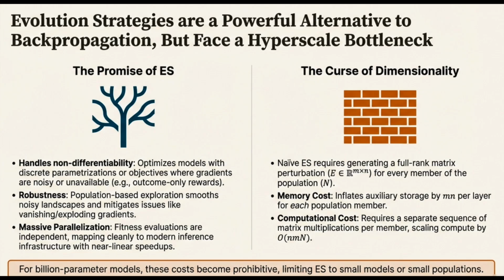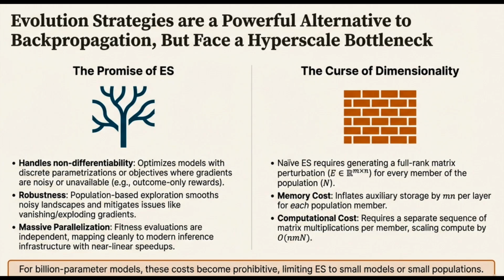The reason is the sheer requirement of generating and evaluating those full-rank parameter perturbations. You need a massive matrix, E, the size of the entire model, for every single member of your population. And you have to store and compute with thousands of them at once. You're just drowning in auxiliary storage and redundant computation, which severely limits your population size n. And if n is too small, your search just becomes inefficient and noisy.